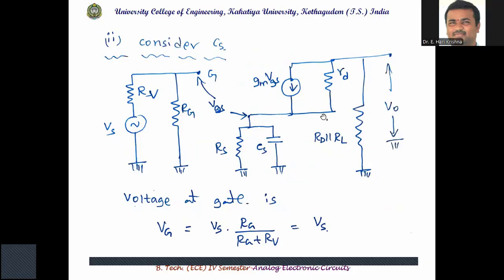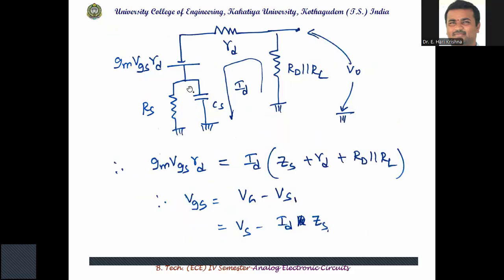So the voltage at the gate terminal is Vs RG divided by RG plus RV. And we have discussed this a good number of times: RG by RG plus RV is 1. So VG is equal to VS.